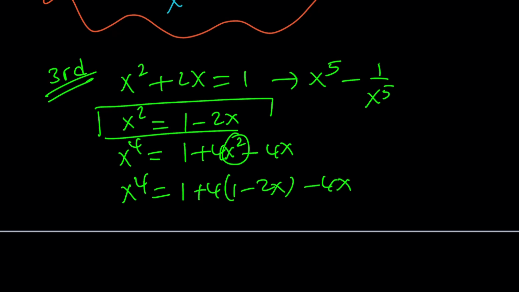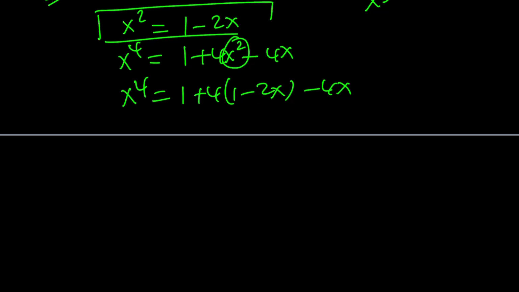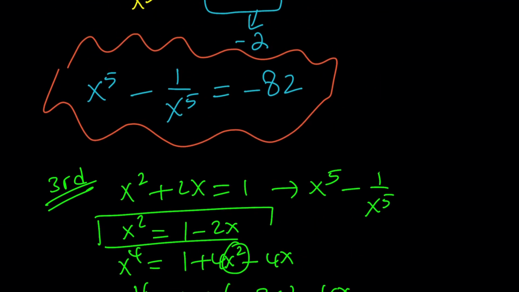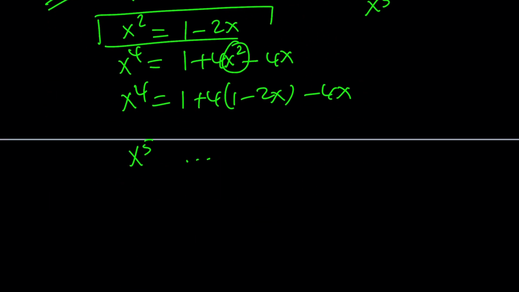And then you can go ahead and simplify this. So in other words, this is going to give you x to the 4th in linear form. And then you're going to multiply it by x and get the x to the 5th in linear form. Put it together, make a common denominator. You're going to get x squared again. And then plug it in. And then eventually you should find a numerical answer.